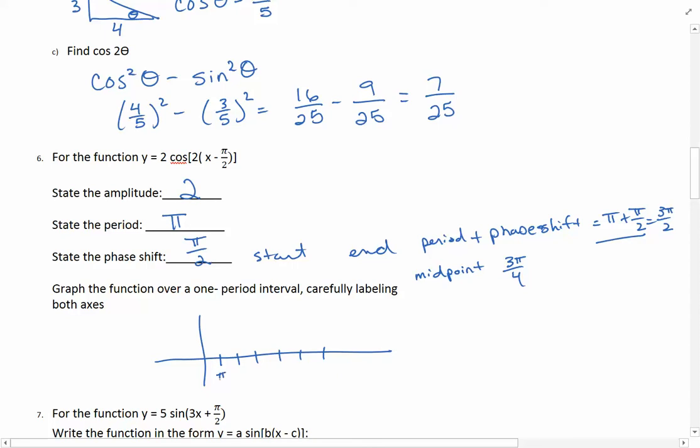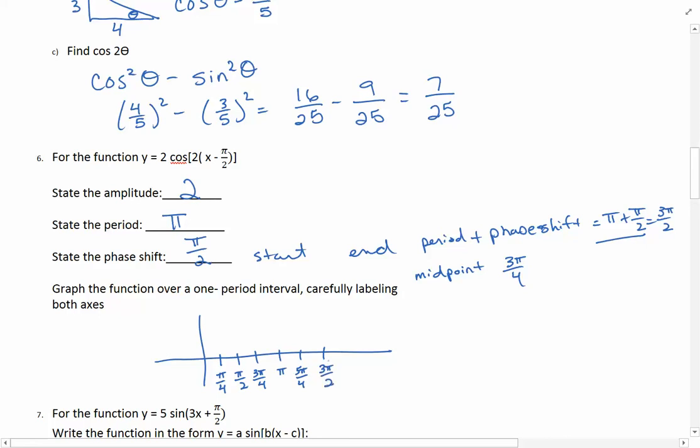So this is pi over 4. This is 2 pi over 4, which is pi over 2. This is 3 pi over 4. This is pi, because it's 4 pi over 4. Here's 5 pi over 4, and then 6 pi over 4 is 3 pi over 2.